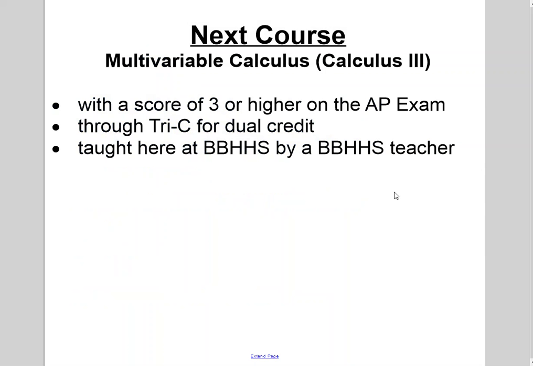So the next course after AP Calc BCA would be Calc 3, because this is technically Calc 1 and Calc 2 in 1 year. So Calc 3 is multivariable calculus. To be eligible for that course through Tri-C and to get college credit, you would need to have a score of 3 or higher on the AP exam. Now, yes, this class would be through Tri-C. It would be for college credit, but it is a BBH teacher teaching the class here at BBHHS. Both myself and Mrs. Nielsen are able to teach that course here at the high school, so it would be one of us teaching that class.